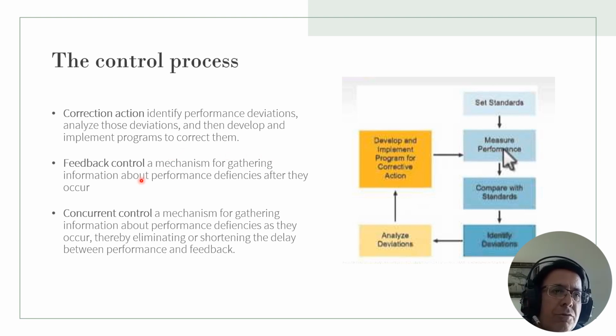Now, feedback control. We all know feedback is what? It is a mechanism for gathering information about performance deficiencies after they occur. So we get the responses of the people in return, whether they have given good performances or bad performances. Concurrent control, again, is what? It is a mechanism for gathering information about performance deficiencies as they occur, thereby eliminating or shortening the delay between performance and feedback.